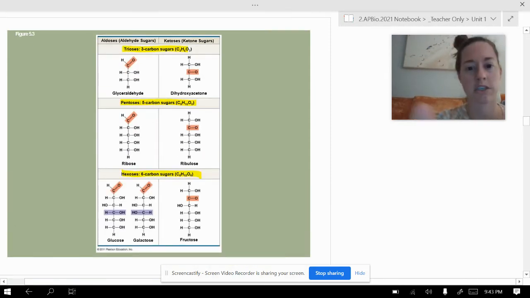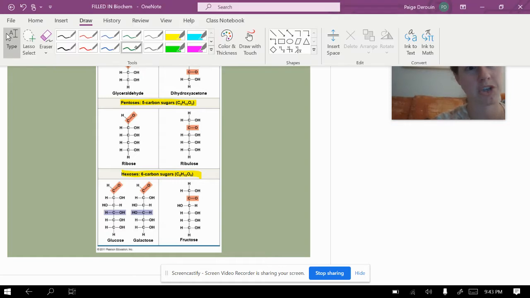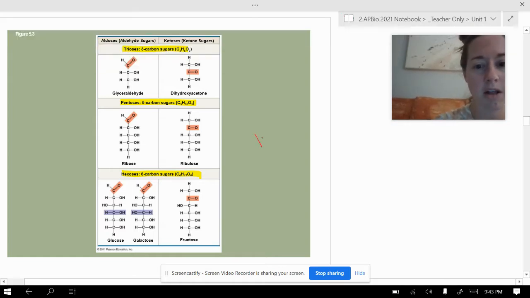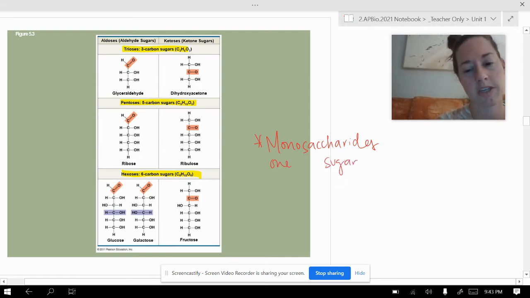All of these, sorry, I said I was gonna move on, but I'm actually not going to yet. All of these are monosaccharides, which means one sugar. So these are all simple sugars. None of them are starches. Starches would be like thousands of these things linked together into a massive, massive molecule, which I'll show you a picture of next.